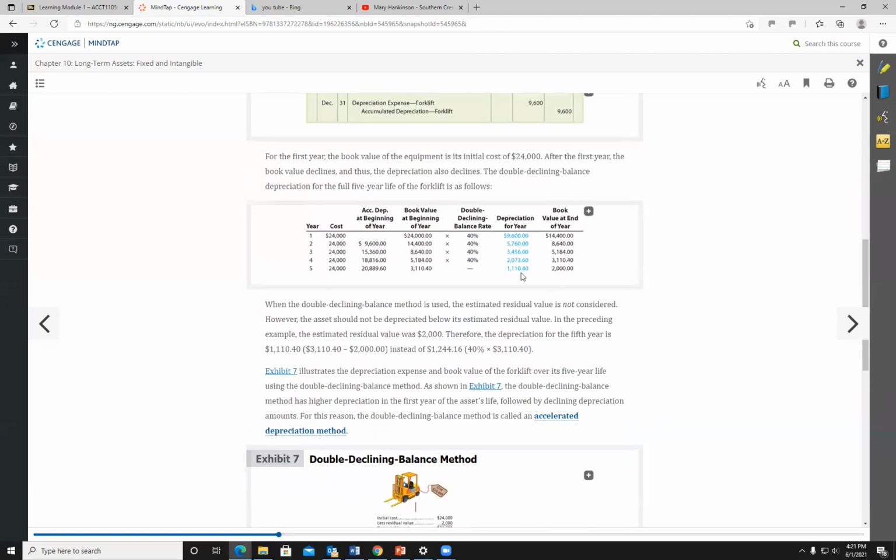And then you would continue in that pattern until you get to the last year of its useful life. As it showed here, in the last year of its useful life, we know it has a residual value of 2,000. So it just recorded the difference between the book value at the beginning of the year and the book value at the end of the year, which should be the residual value. And that was what was recorded as your depreciation expense, just the difference between these two numbers.